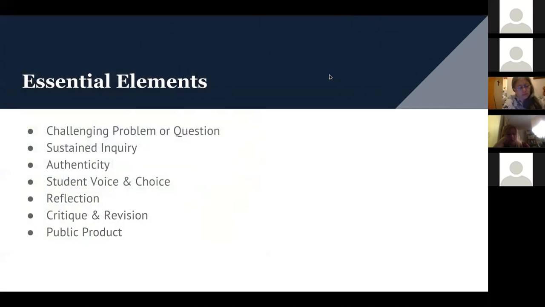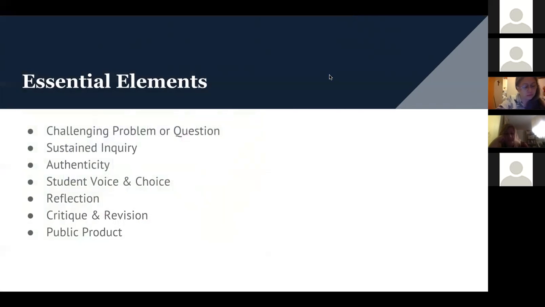So Ruby, I was asking if the video helped you understand project-based learning a little bit. Okay, good. All right, awesome. So these are kind of the elements to this. And it takes a while to get there, so don't stress out about it. But these are kind of the characteristics of project-based learning that you need to know about.